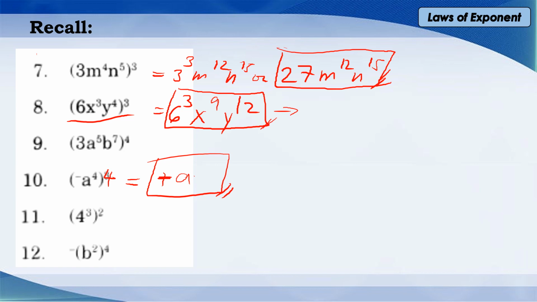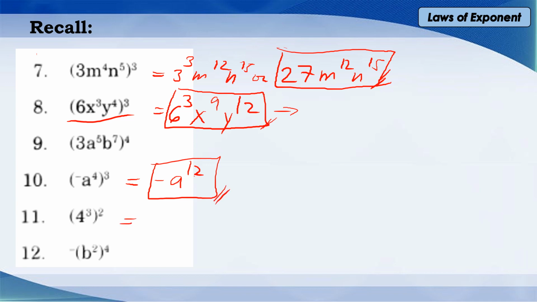Then, ito magiging 16. Kapag positive. Pero kapag negative, kapag odd pala, siya magiging negative pa rin. Kapag naman siya even, saka siya magiging positive. So, we have negative a raised to 12.